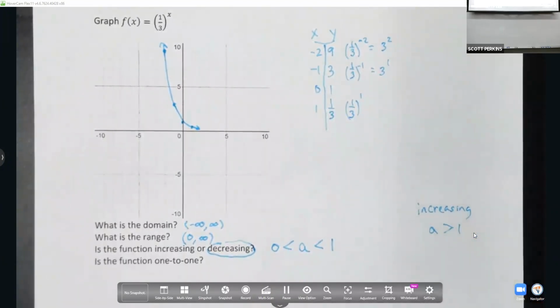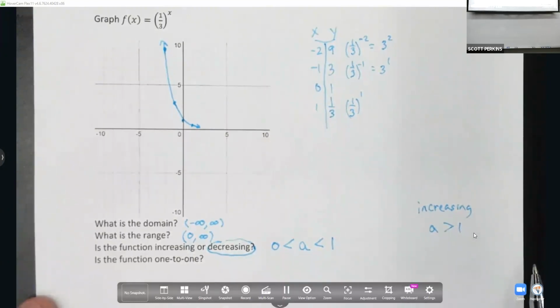Now, when we're considering exponential graphs, we do not consider the case where A equals 1 because 1 to any power is just 1 and it's just a constant function. It's not very interesting. So in fact, when we defined, or at some point we might define the exponential or the next function, and we'll see that.